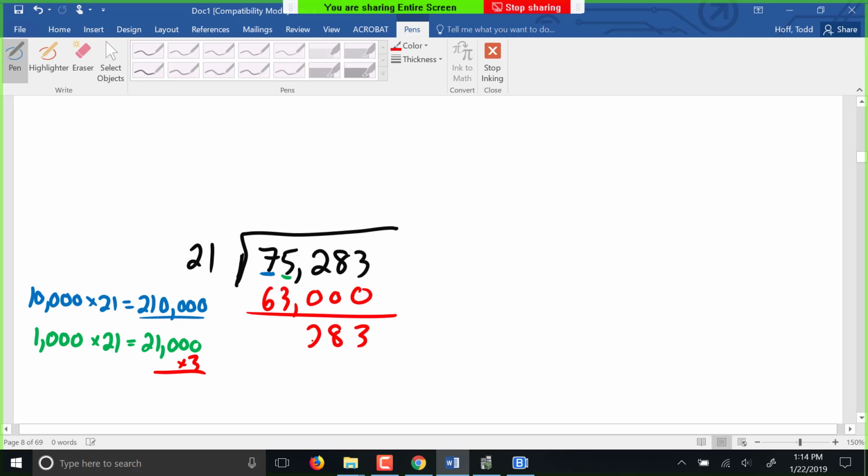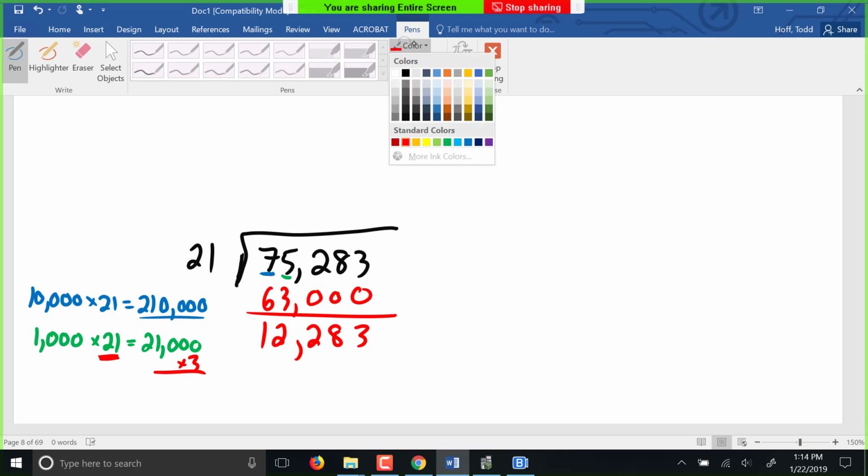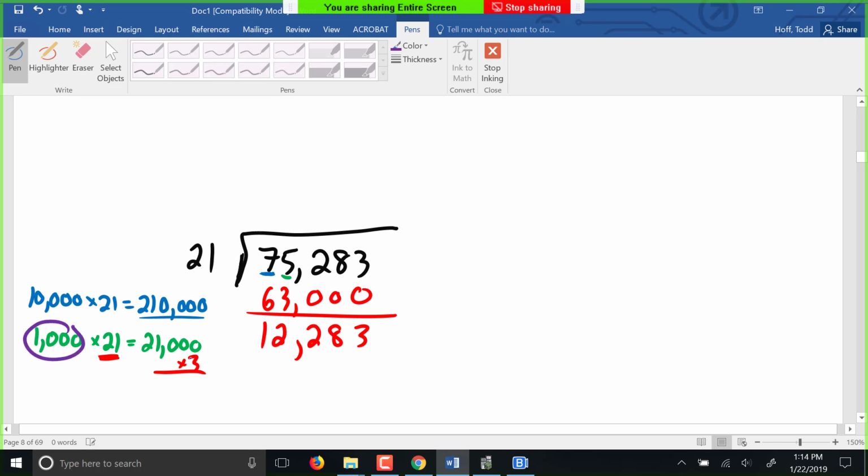So I've got 12,283 left. What did I just subtract here? How many bundles of 21? Yeah, 1,000 times 3. I just subtracted 21 3,000 times.